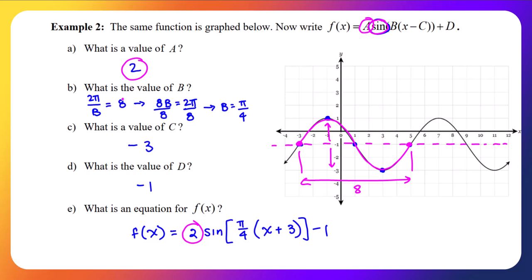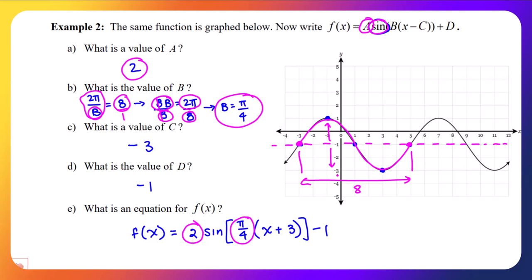So like the previous problem, if the period is 8, and period is normally 2 pi, but it's over b, and I have to find b, cross multiply, 8b equals 2 pi, divide both sides by 8, b is pi over 4. So that's the b value that changes the period from 2 pi to 8.